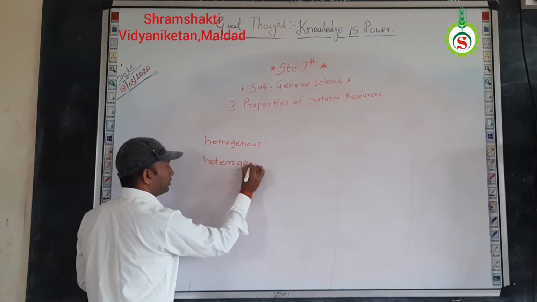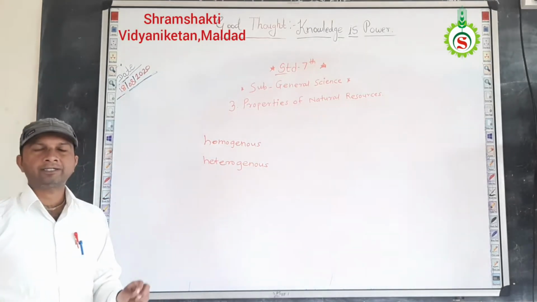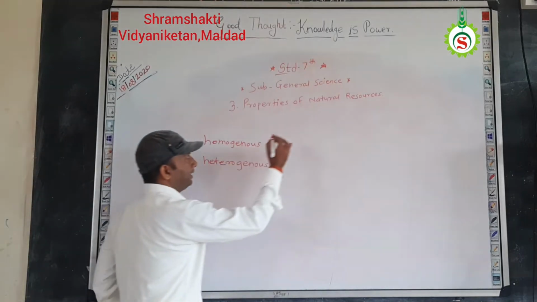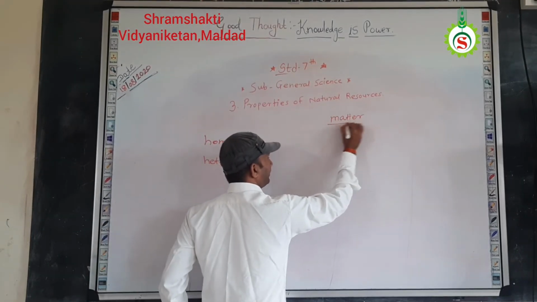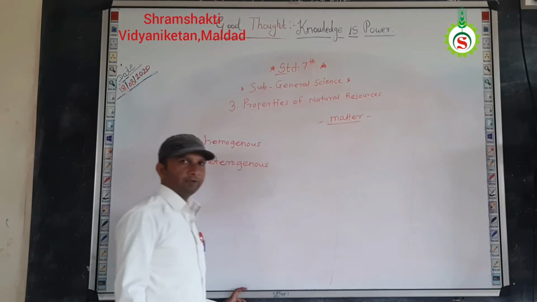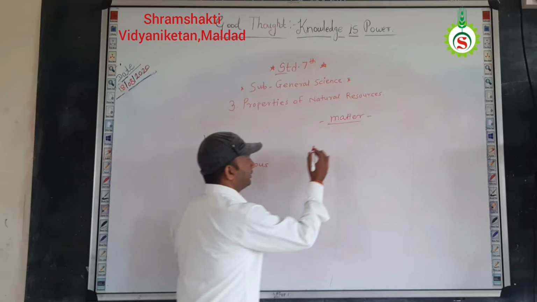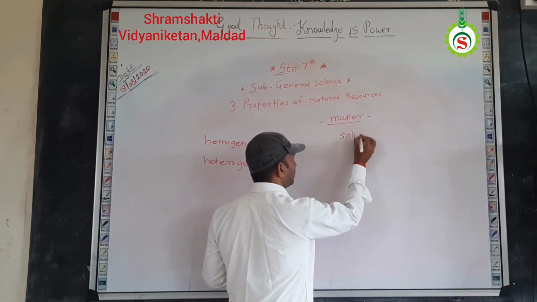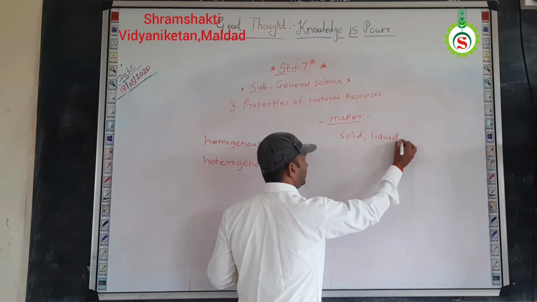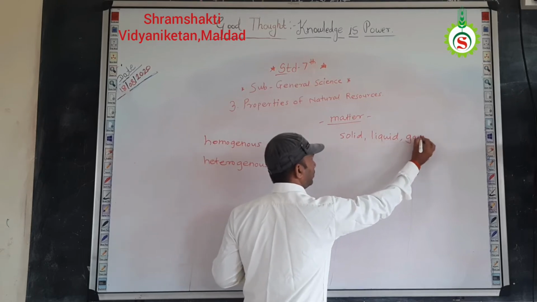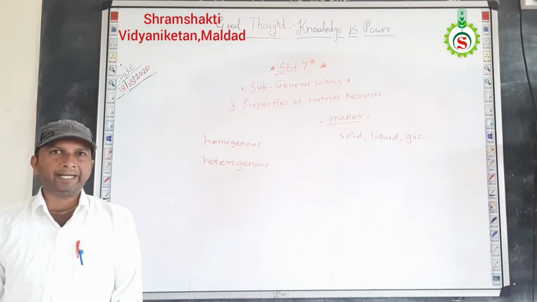So what does homogeneous mixture mean? Now you know that every matter has three states. All the matter present in the universe is present in three states: either it is in solid state, or liquid state, or gaseous state. So solid, liquid and gas are the three states of matter.